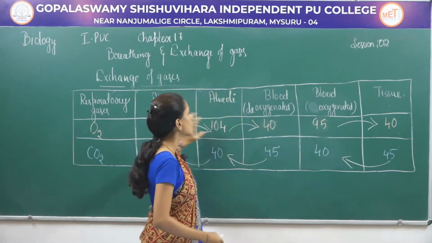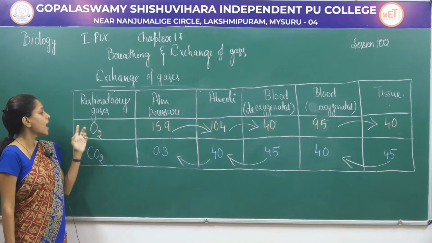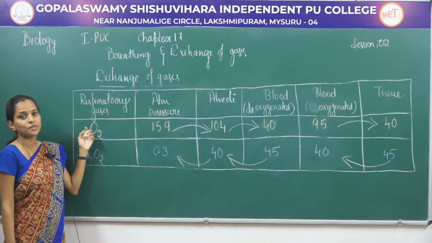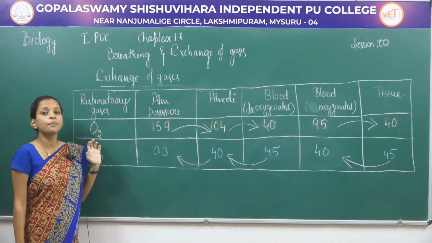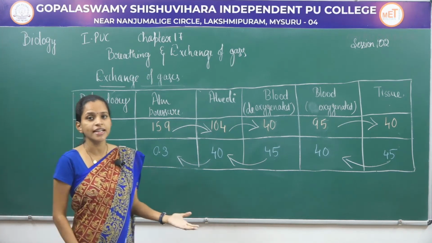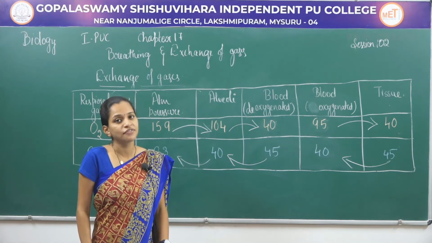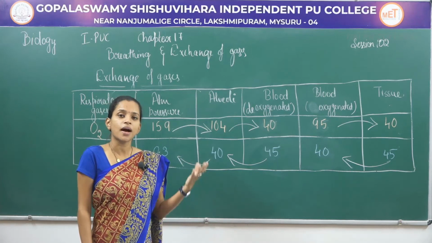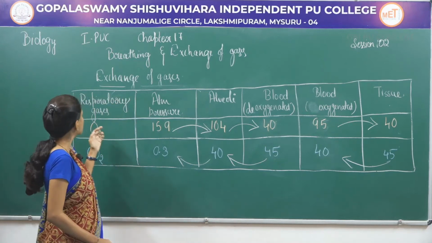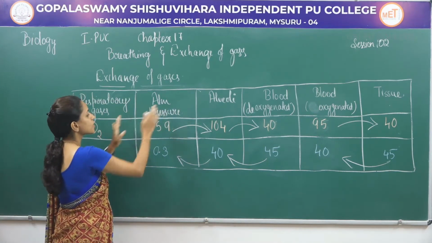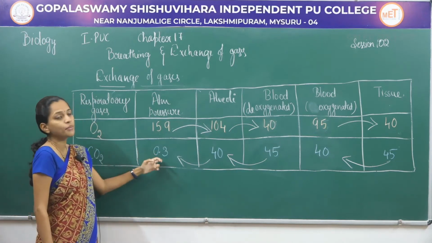So once again we will revise this. Respiratory gases are of two different types which help in respiration. It will be oxygen and carbon dioxide. The partial pressure or pressure gradient helps in the exchange of gases through a process called diffusion, where the molecules from higher concentration move towards the lower concentration. When it comes to oxygen, the atmospheric pressure of oxygen will be 159 and carbon dioxide will be 0.3.